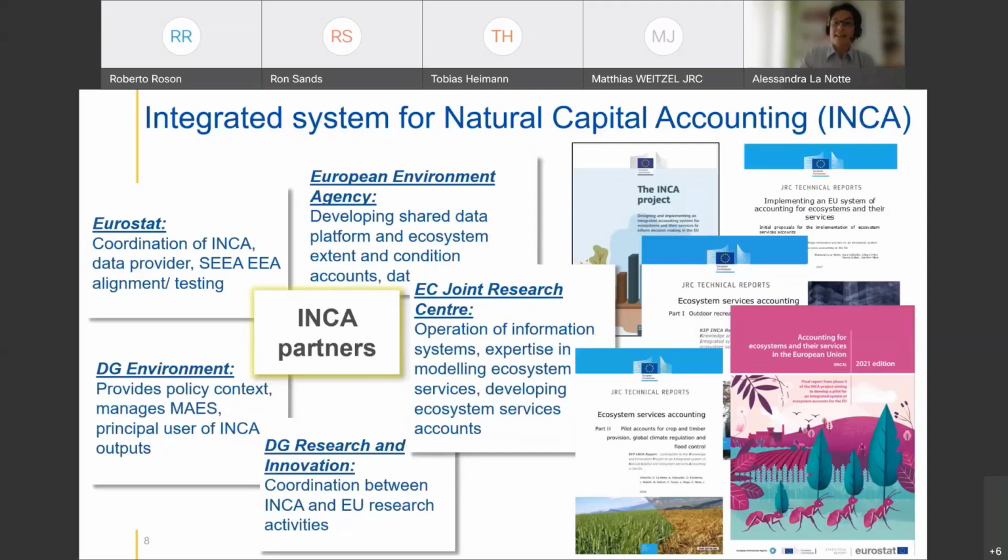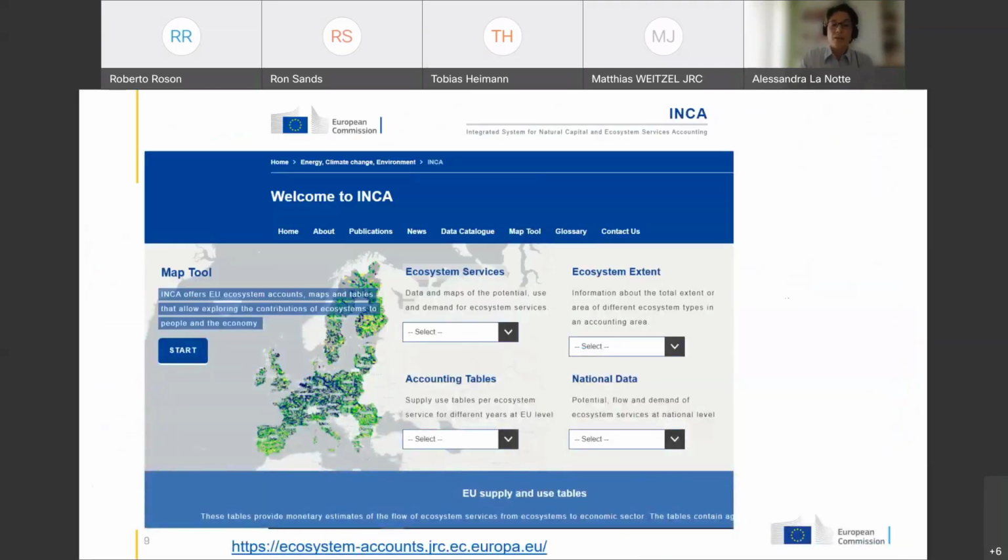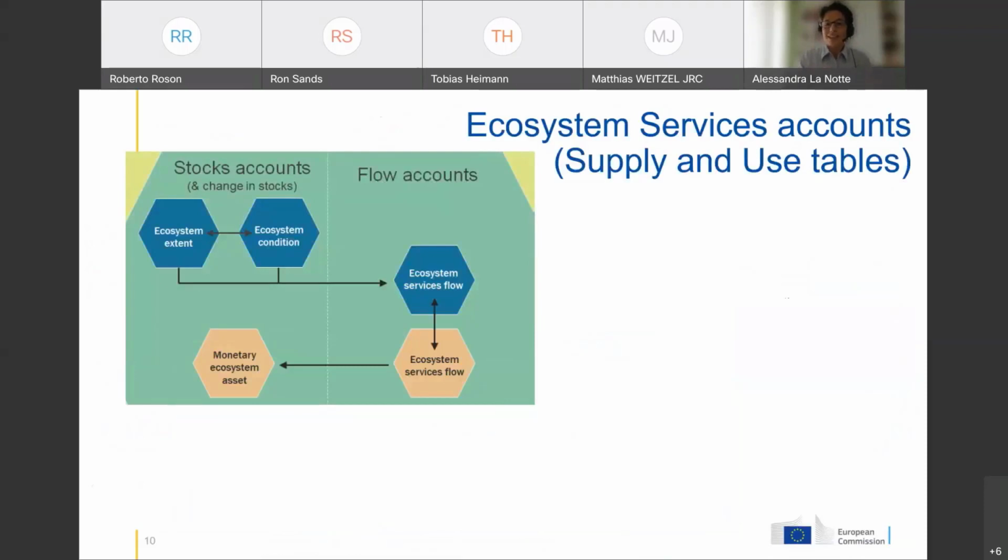So basically, there is also a website where all the maps, the data, the publications and all the updates that will keep on coming can be downloaded. Now let's move to the focus of the exercise.